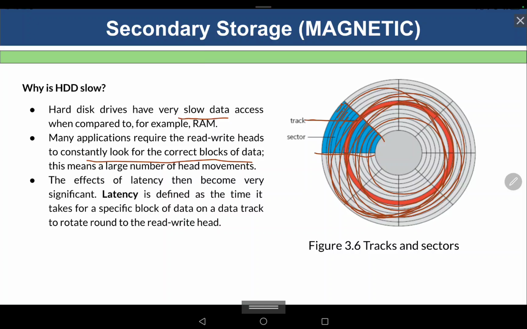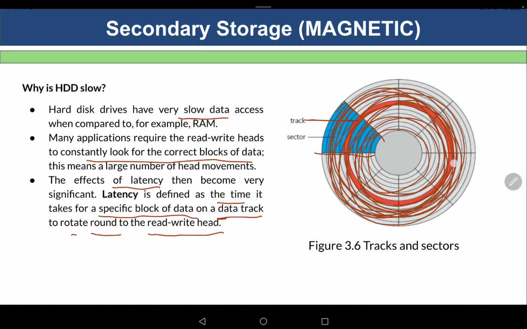So this is why the HDD is slow, and we call this the effect of latency. What does latency mean? It is the time it takes for a specific block of data on a data track to rotate around to the read-write head. So for the computer to read data from the HDD, the head has to rotate many times until it gets to the block where it needs to obtain data. So this is one of the reasons why the HDD is slow.